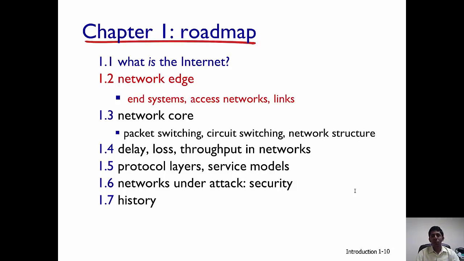In the last lecture we looked at what the internet is. Today we will dive a little bit more into detail and look at the components that make up the internet. So we will first consider the network edge, and the network edge of the internet consists of the end systems, the access networks and the links.